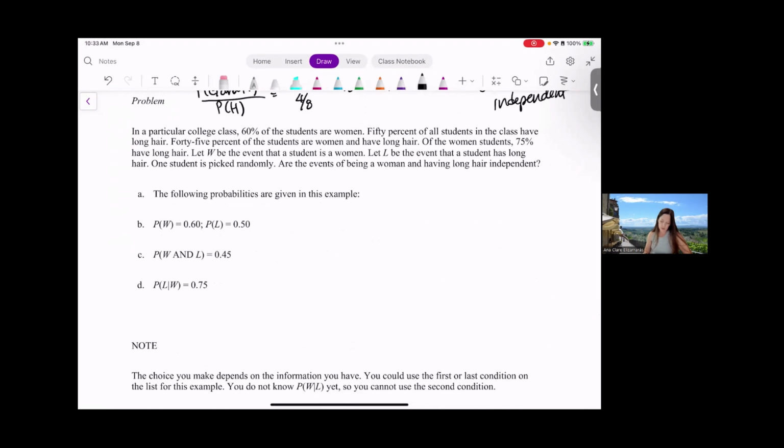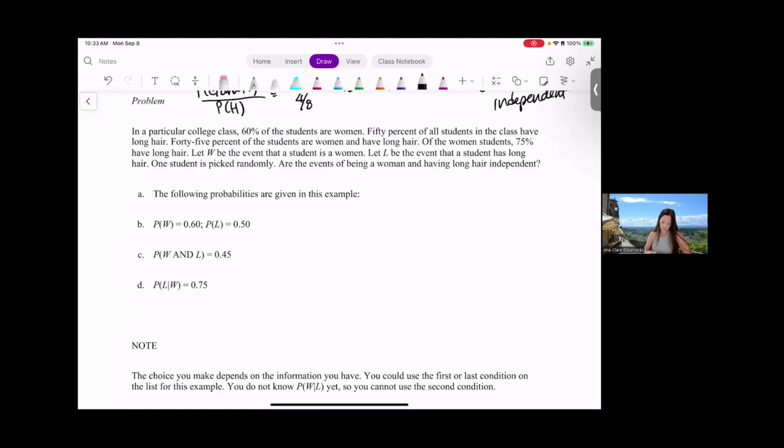In a particular college class, 60% of the students are women. 50% of all students in the class have long hair. 45% of the students are women and have long hair. Of the women students, 75% have long hair. Let W be the event that a student is a woman. Let L be the event that a student has long hair. One student is picked randomly. Are the events of being a woman and having long hair independent?